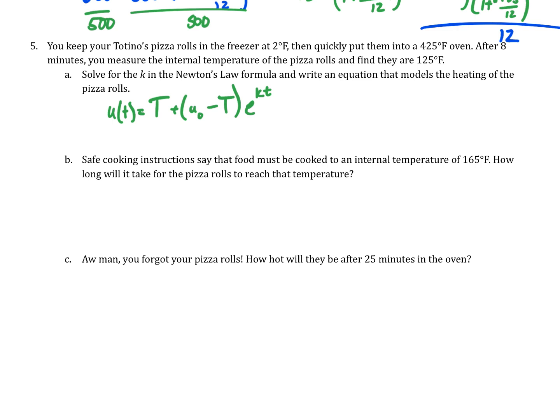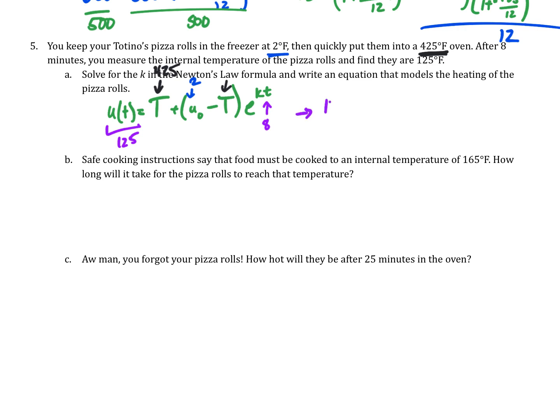Remember that big T is our ambient temperature, and in this case, the ambient temperature is the temperature of the oven, so we're going to put 425 in here and here. We're going to put in your U naught, which is our starting temperature, which is 2 right there. And then it says after 8 minutes, we find that the pizza rolls are 125 degrees. I was going to say 125 temperatures. Okay, so we just have to rewrite, and then we're going to solve for K.